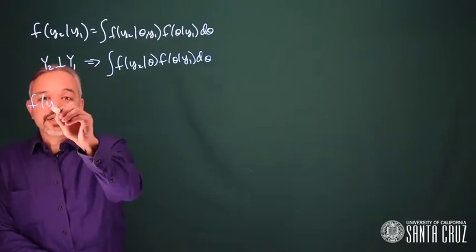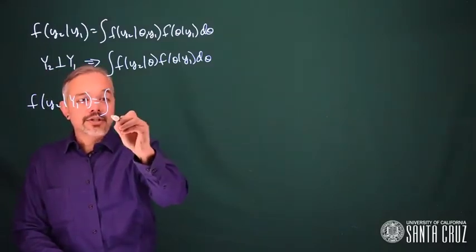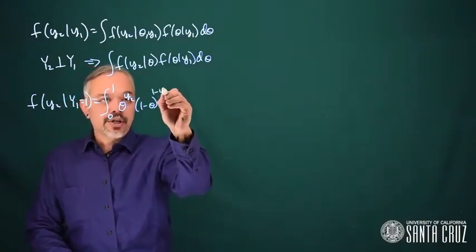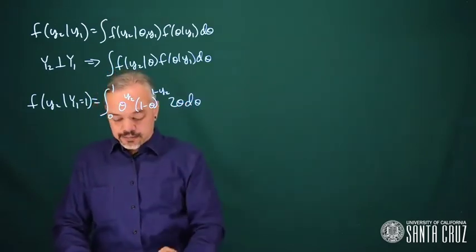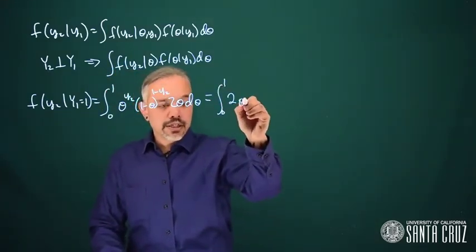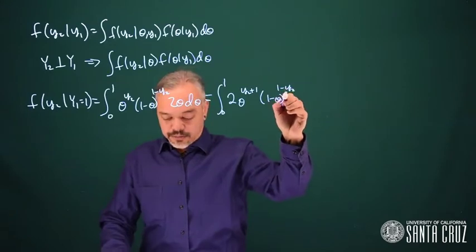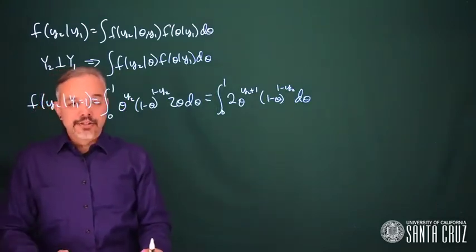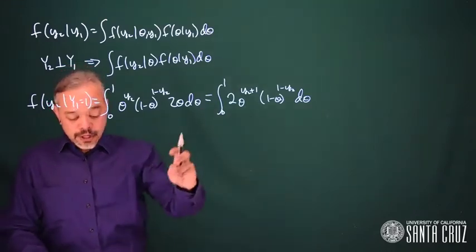So let's compute this. F of y2 given y1 equals 1 is equal to the integral from 0 to 1 of theta to the y2, 1 minus theta to the 1 minus y2, times the posterior, which is 2 theta d theta. We can simplify this a bit to be 2 times theta to the y2 plus 1 times 1 minus theta to the 1 minus y2 d theta. We could work this out in a more general form, but in this case, y2 has to take the value 0 or 1. The next flip is either going to be heads or tails.